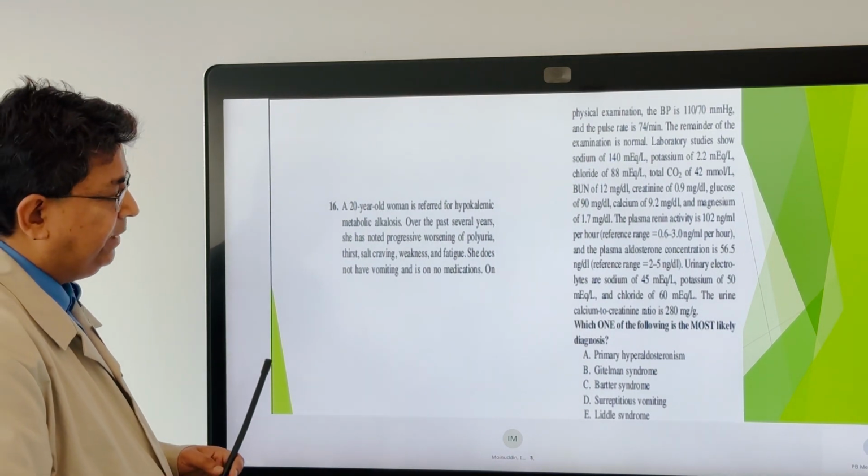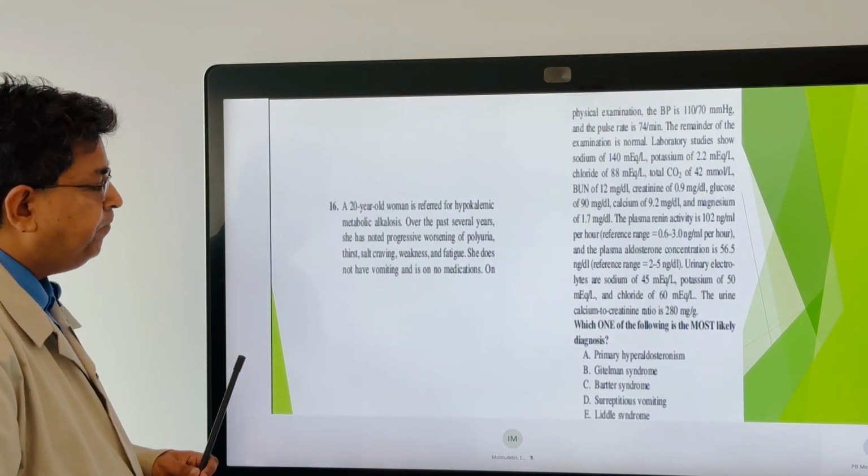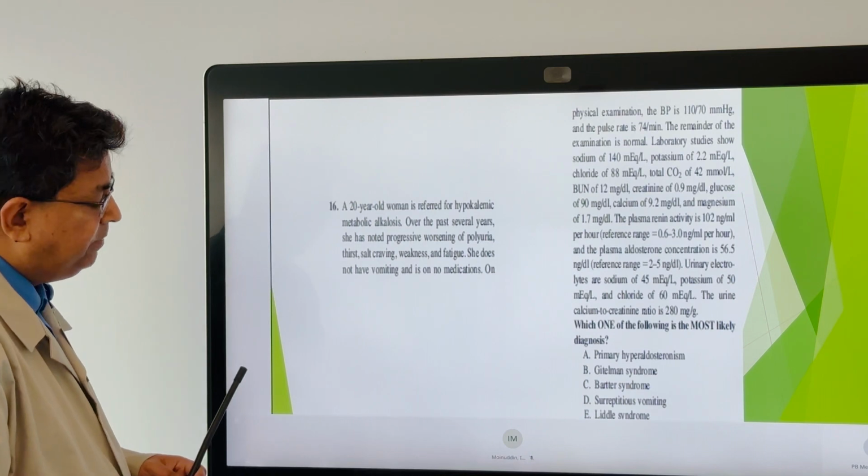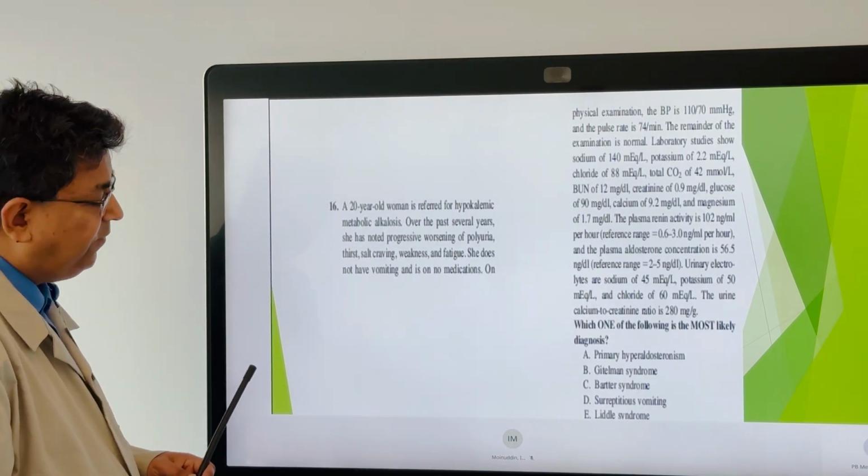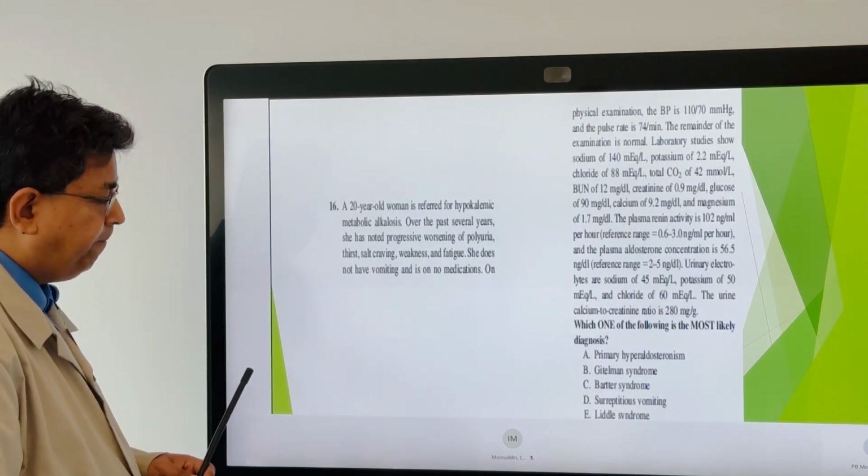Which one of the following is the most likely diagnosis? Primary hyperaldosteronism, Gitelman's syndrome, Bartter's syndrome, surreptitious vomiting, or Liddle syndrome.